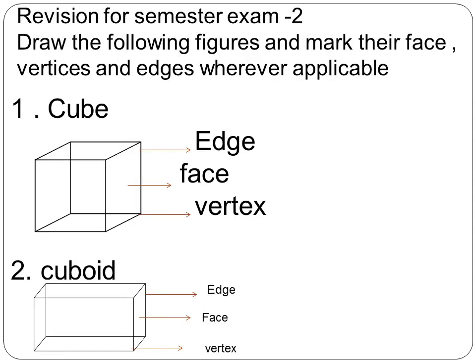As we started our revision last week, let's continue. Draw the following figures and mark their faces, vertices and edges wherever applicable. First one, it is a cube. So what I have to do? Draw a cube using a scale, mark edge, face and vertex. Next it is cuboid. Use scale for drawing and recall the examples too. Cuboid, mark edge, face and vertex. Use scale so that it looks neat.